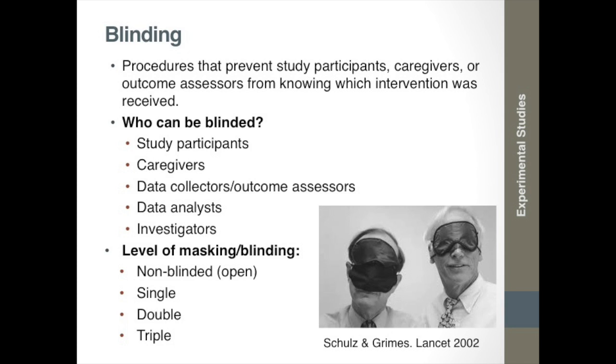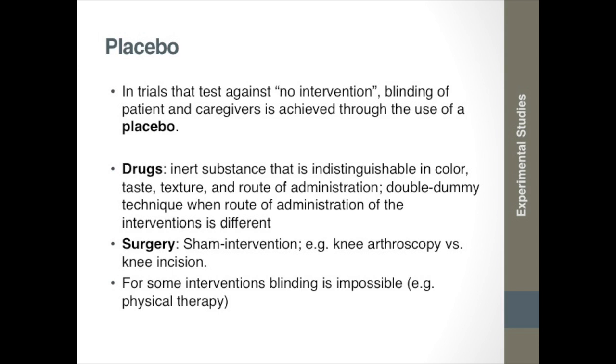Study participants, caregivers, data collectors, analysts, and investigators can be blinded in a trial. The level of blinding can be open when everybody in the trial knows who is getting the intervention, or single, double, or triple blinding, depending on whether only participants or participants and investigators and those responsible for data analysis are blinded or not. In trials that test against no intervention, blinding of patients and caregivers is achieved through placebos.